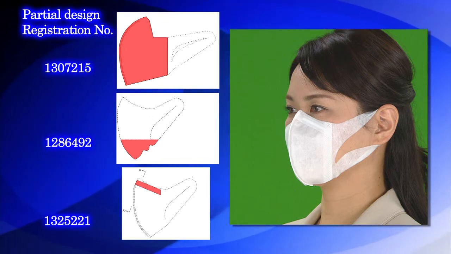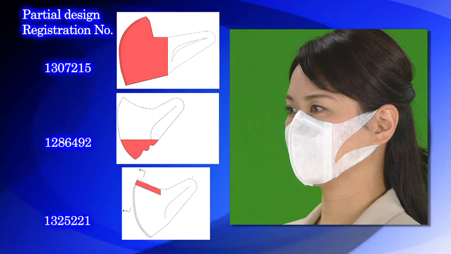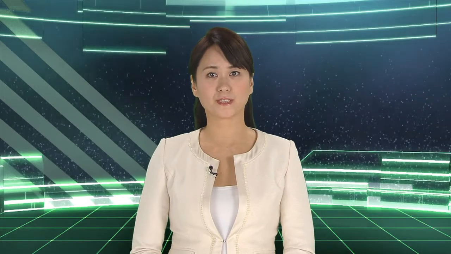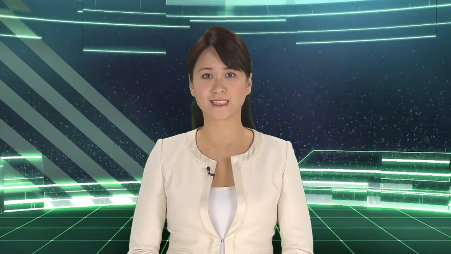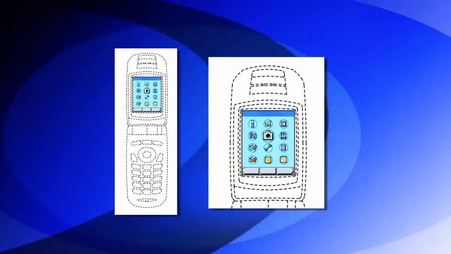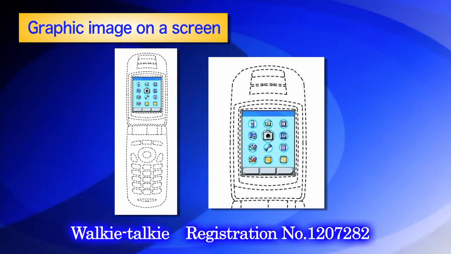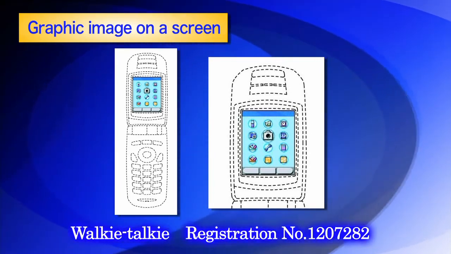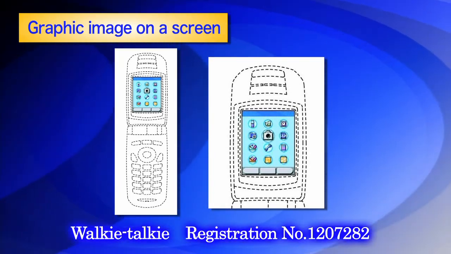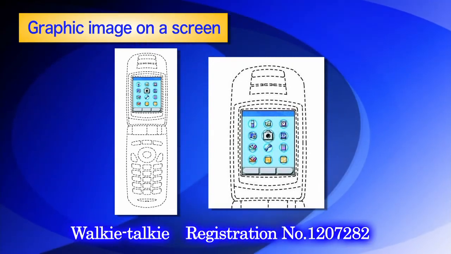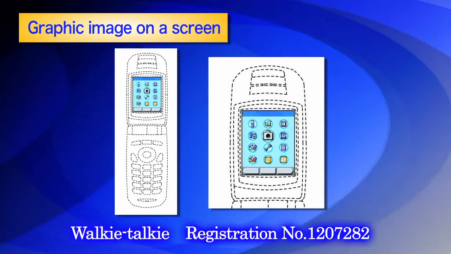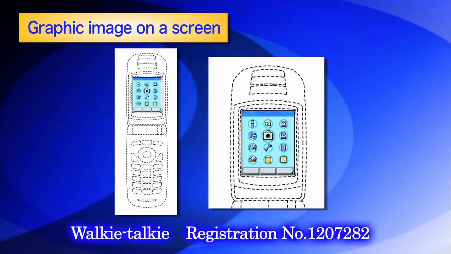Other types of special design registration. Besides partial design registration, there are several types of special design registration. Under the design law, for example, a graphic image on a screen that is provided for use in the operation of an article to enable it to perform its functions is subject to protection as a constituent part of the design.